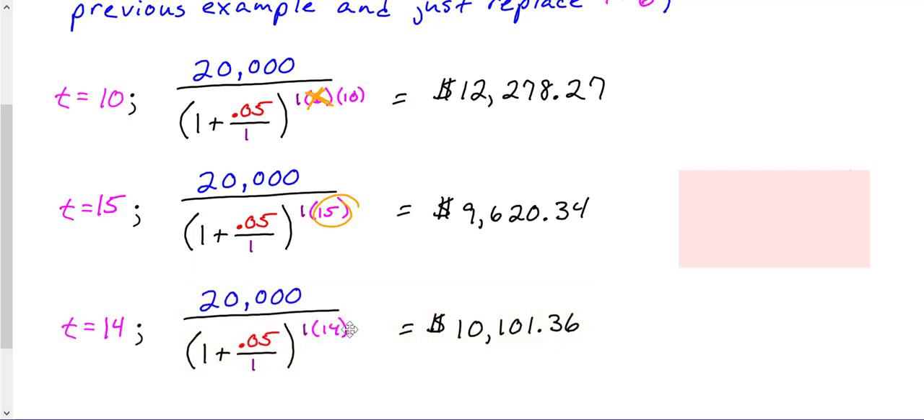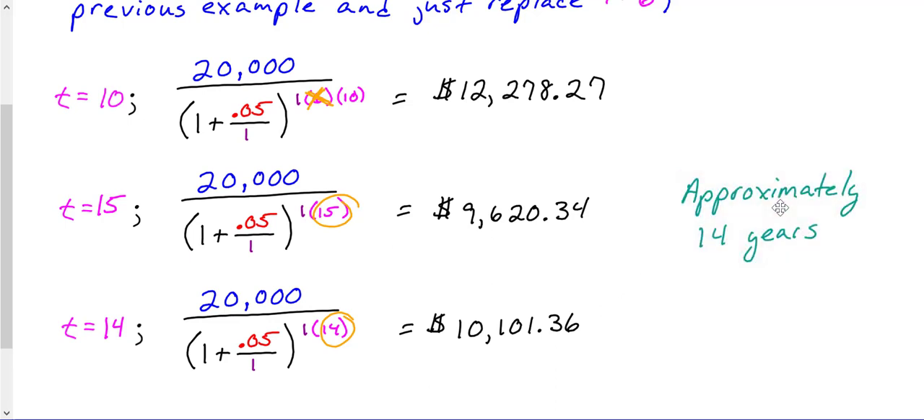And let's go back and use 14 years. And when we plug it in and change the years to 14, we end up with $10,101.36. Now, I know that at 15 years that 9,000 is close, but they want to end with 20,000, and if we put in this 9,620, that doesn't match the 10,000 they want to put in. So by using the 14 years, we're close. So our answer would be approximately 14 years.